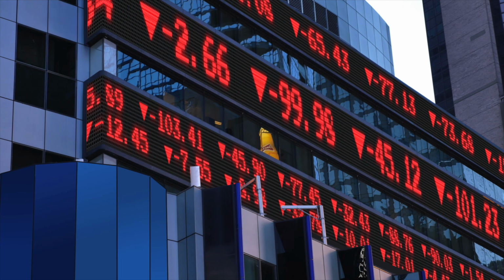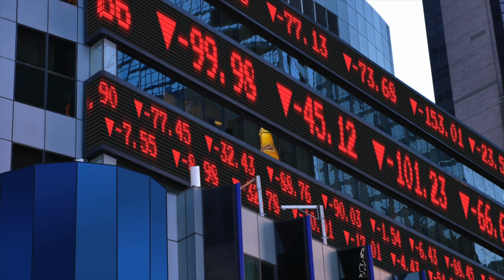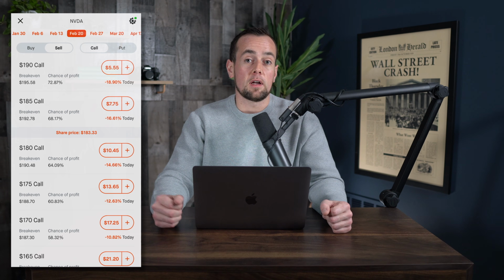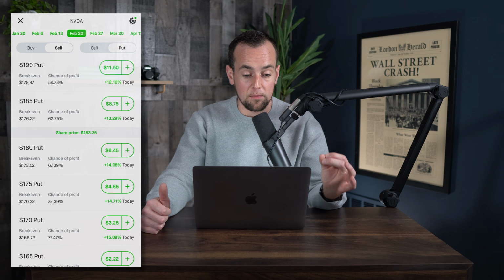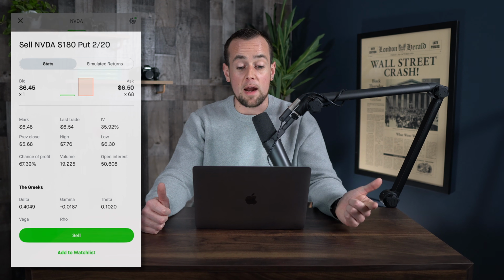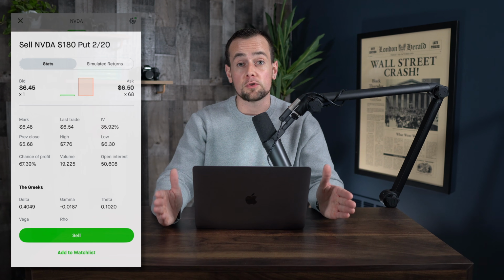Now, both platforms also support options trading, but they're designed for different types of users. Robinhood focuses on simplicity and ease of use, meanwhile Fidelity offers more advanced tools, analytics, and strategy flexibility for traders who want deeper control. But Robinhood does offer futures trading, which is not something that you will currently find through Fidelity.